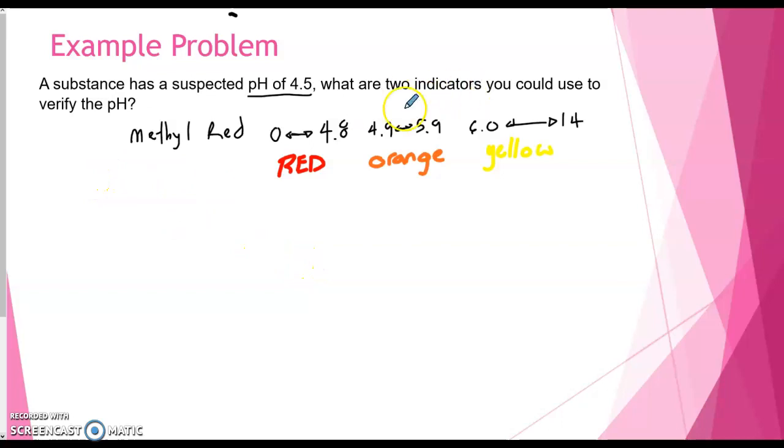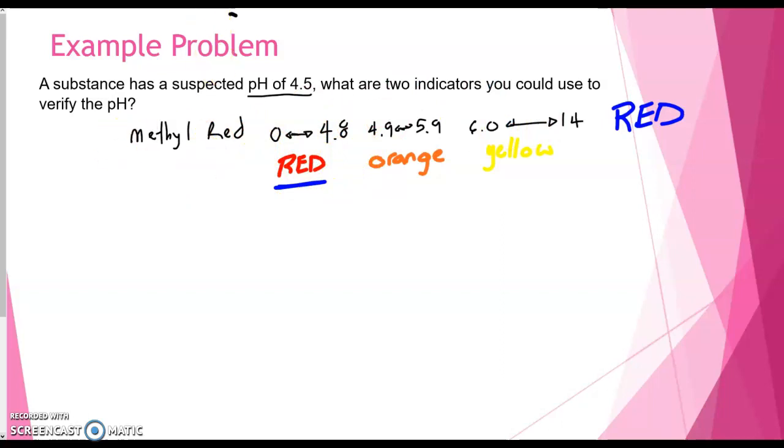So if we're using these three indicators and we use our unknown substance up here, we're expecting a pH of 4.5. If we use methyl red, the color we should get is red. So if we put this unknown solution into methyl red and it comes out red, that tells us our range is 0 to 4.8. Okay, so that's one thing that we can do, that first one there.